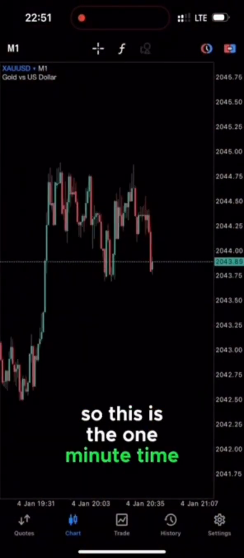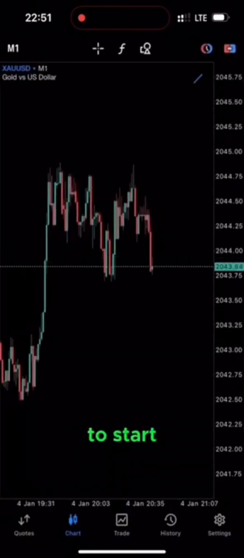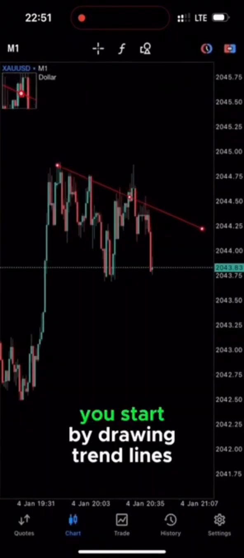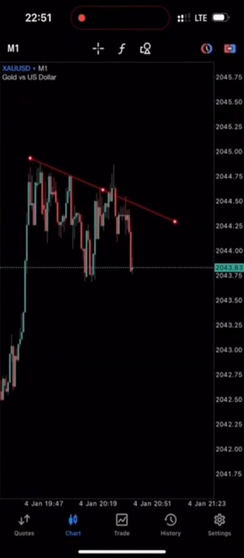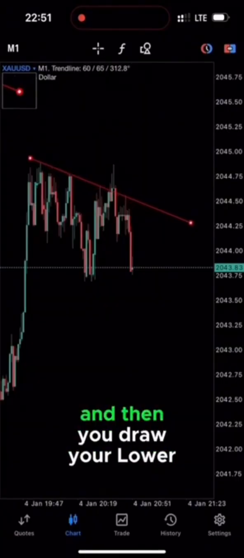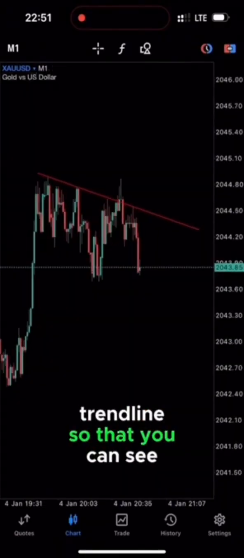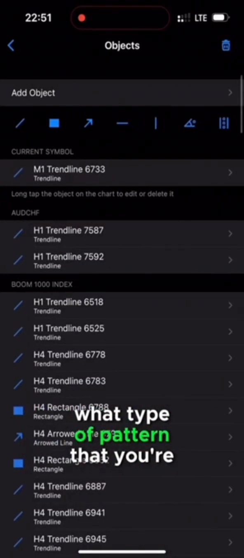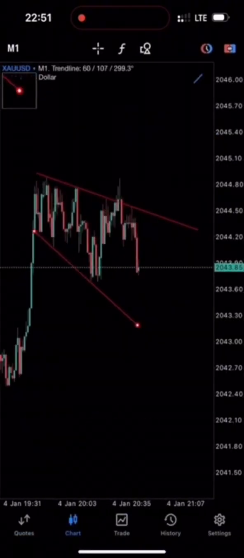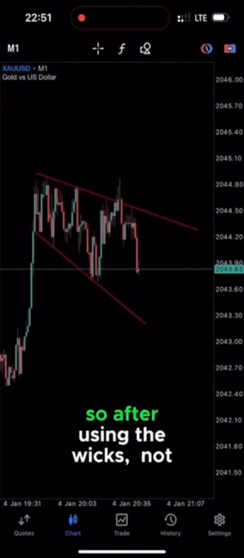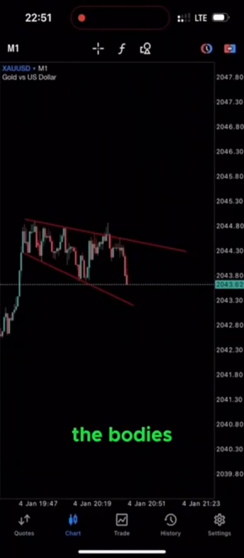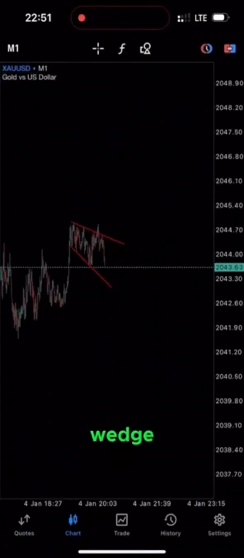So this is the 1 minute time frame. That is where we are going to start. You start by drawing trend lines. This is your upper trend line, and then you draw your lower trend line so that you can see what type of pattern you are dealing with. After using the wicks, not the bodies, we see that this is a falling wedge.